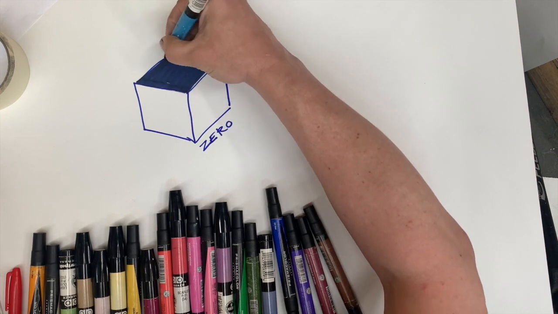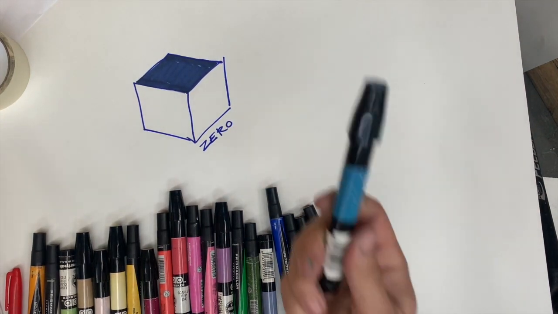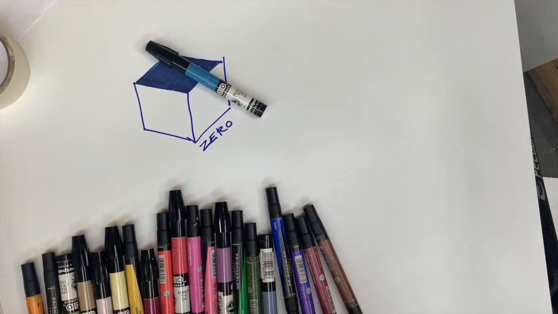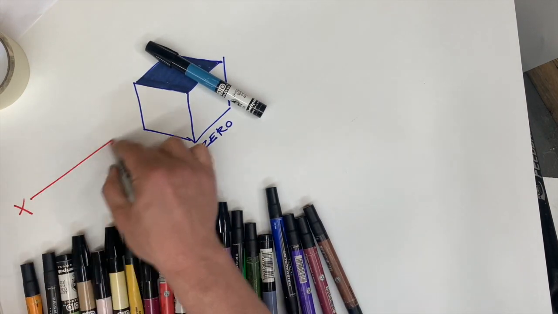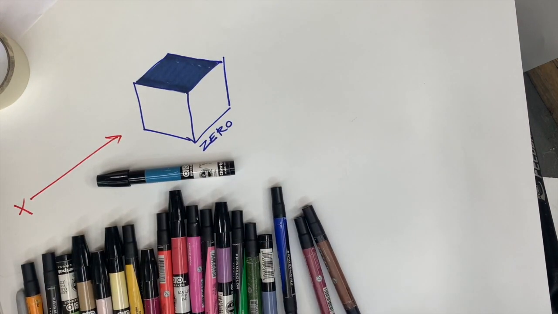All right, so color the top. Actually, because that's so much darker than I was expecting, I'm going to change my light source to here. So here's the light coming. And then, so if I have that there, maybe I take a purple.